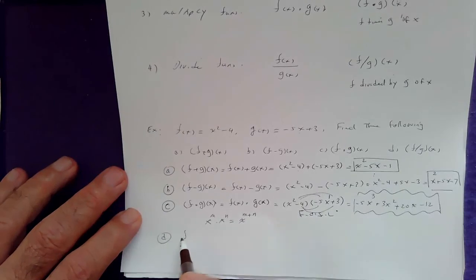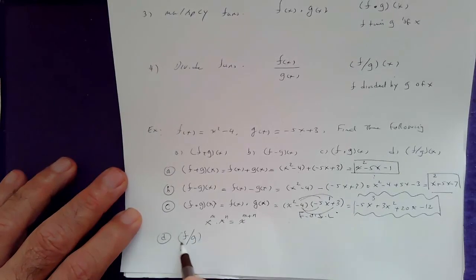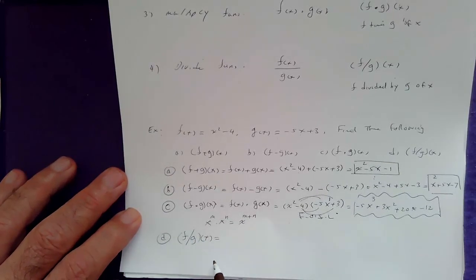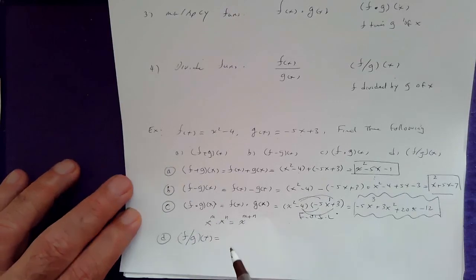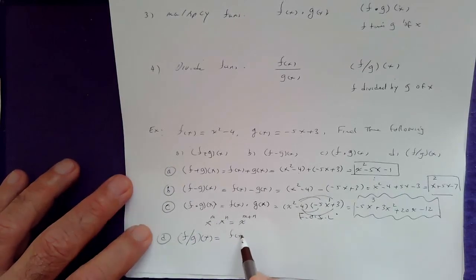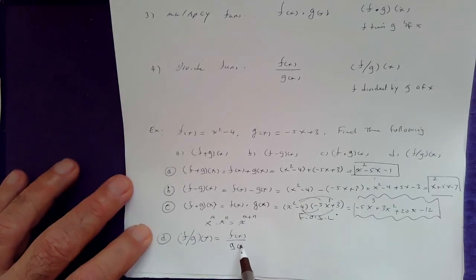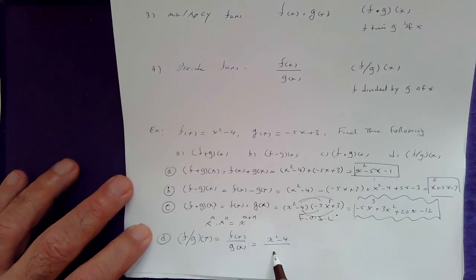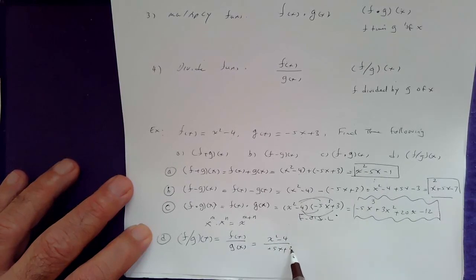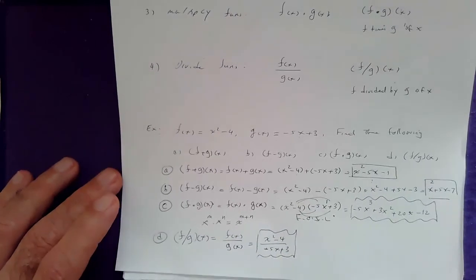Division is the easiest. So when you have f slash g of x, remember the order matters. Who goes on top, who goes at the bottom. All you have to do is what? Put f of x on top, g of x at the bottom. So this would be x squared minus 4 over negative 5x plus 3. Box your answer. There is nothing else we're going to do at this point.